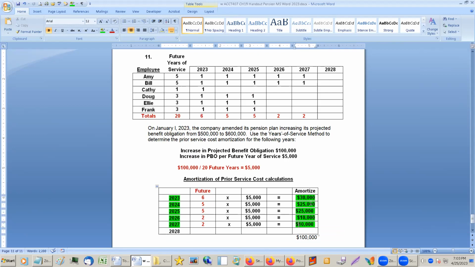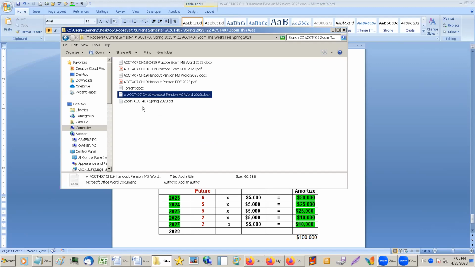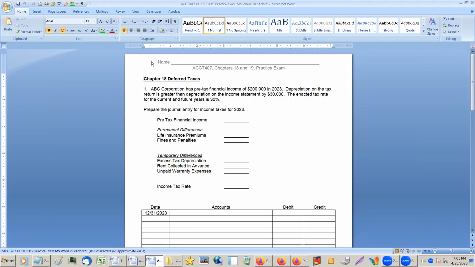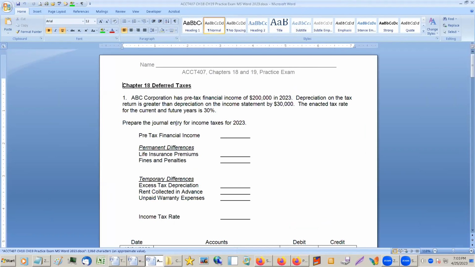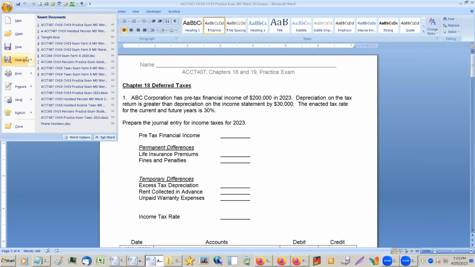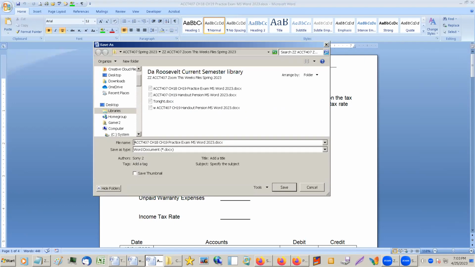Any question on that? All right. Let's go to the practice exam. And this is just kind of going to go over the deferred taxes just to make sure we're okay with those, and then do a couple problems like we just did or similar to what we just did.